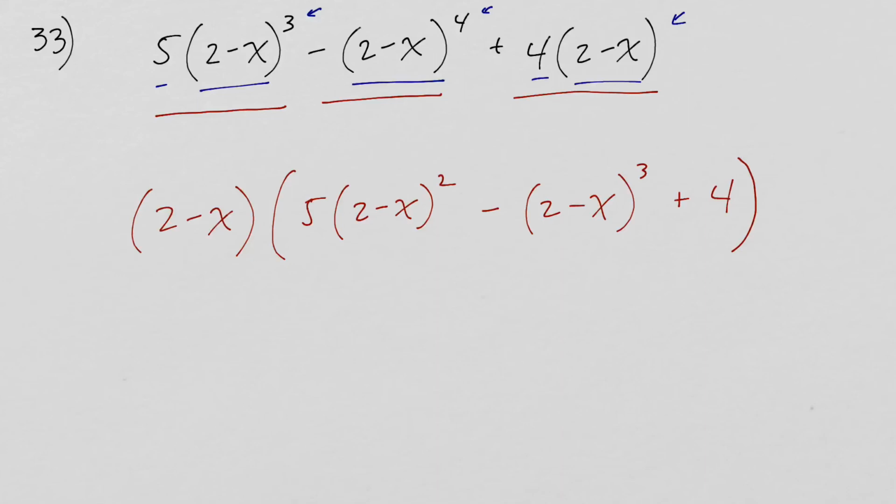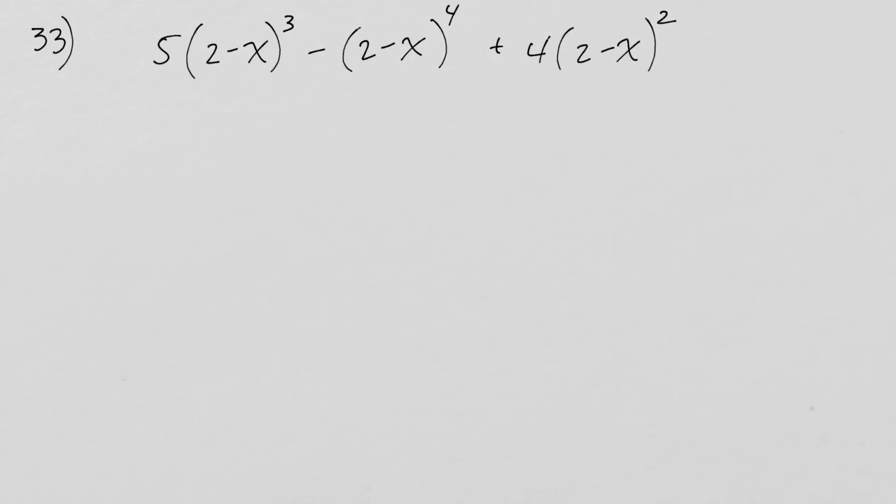All right, so this is going to be 5 times, I'm going to square this. All right, this problem has three terms. This entire thing is a term separated by that minus. That entire thing is a term separated by that plus. That entire thing is a term.